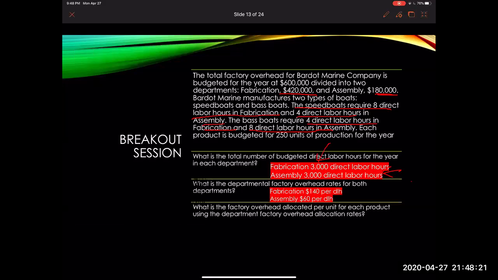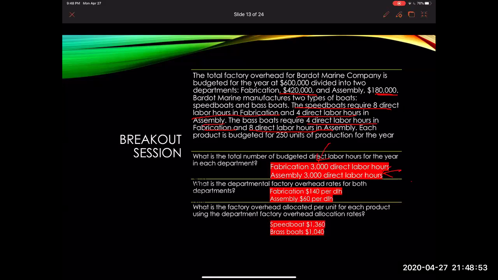All right, next, last but not least, it's asking us, what is the factory overhead allocated per unit for each product using the department factory overhead rate? All right, so in layman's terms, they're trying to figure out for each of the products, what is the total factory overhead you're going to allocate based on the rates that were provided and the number of hours required for each department.